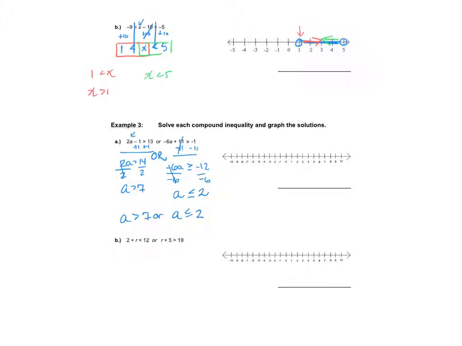So greater than 7 would be open circle at 7 going to the right, and closed circle at 2 because it's less than or equal to going to the left. And I can write this in set builder notation as well. So for all values of a such that a, usually write the smaller one first, less than or equal to 2, or a is greater than 7. Okay, and example B, got my or.